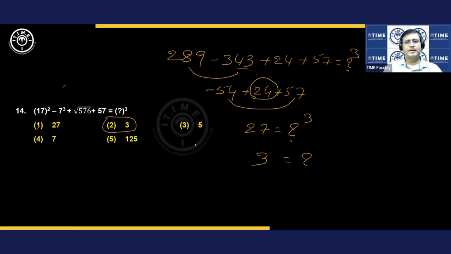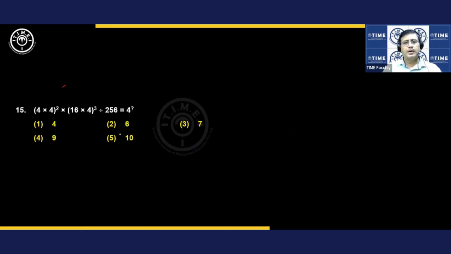Okay. Am I clear? So what is the value of 27? 27 is equal to 3 cube. So the value of the question mark is 3. Option number 2. Second choice is the right answer. Look at the next example, question number 15.